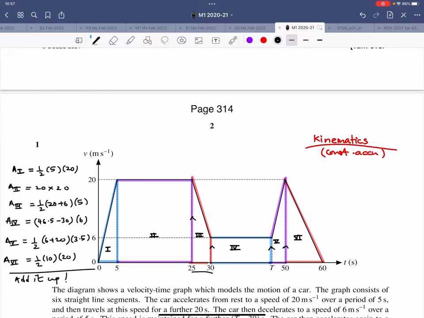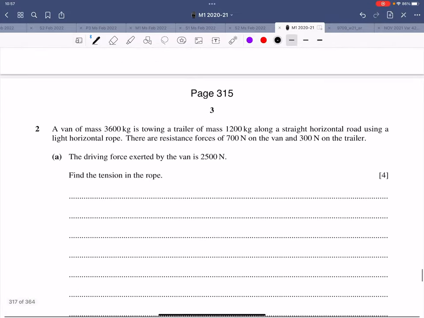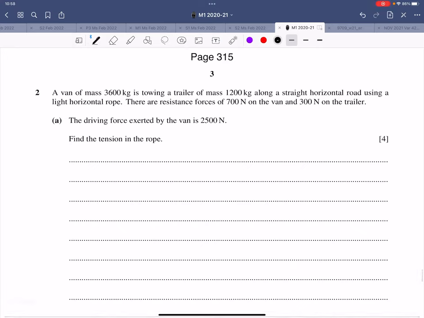Next question. It says a van of mass 3600 kg is towing a trailer of 1200 kg along a straight horizontal road using a light horizontal rope. That's a van, that's a trailer, straight horizontal road. Resistive forces are 700 on the van, 300 on the trailer. Driving force exerted by the van is 2500. Find the tension in the rope.